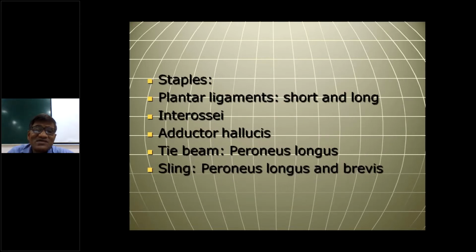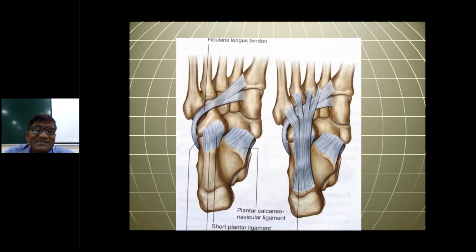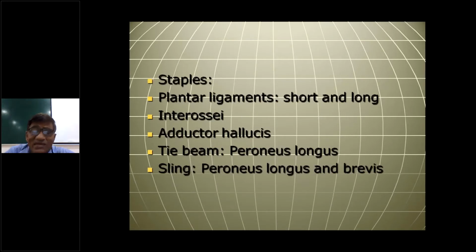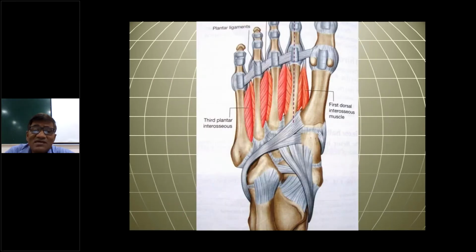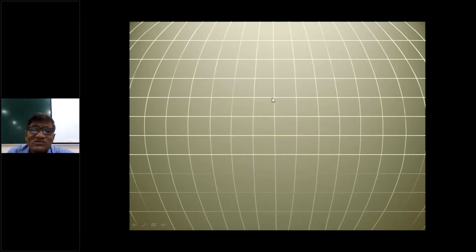Now plantar ligaments, short and long. Long and short plantar ligaments are good for the transverse arch also. And then adductor hallucis. This is a muscle of the third layer, and the interossei. Now the interossei hold these bones together naturally. They are helpful for the transverse arch also.